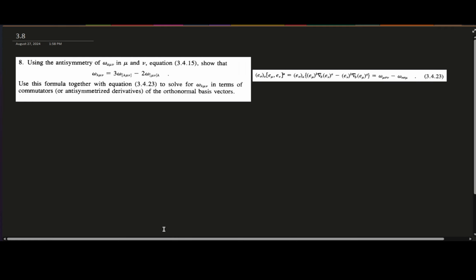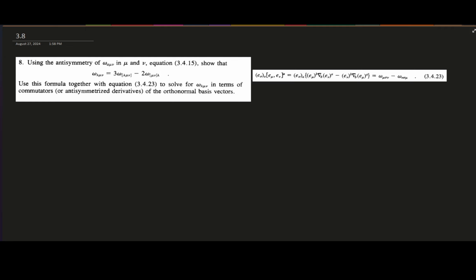Okay, for problem 3.8 here, he wants us to use the anti-symmetry of omega in mu and nu, or in other words, equation 3.4.15, to show this relation. And then once we've done that, we can use this formula together with 3.4.23, which I've put on the right here, to solve for omega lambda mu nu in terms of commutators or anti-symmetrized derivatives of the orthonormal basis vectors. Okay, so let's do that.